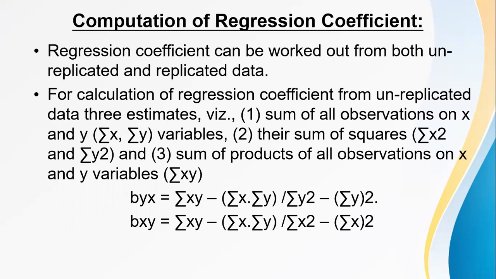Summation of xy. Byx is equal to summation of xy minus summation of x into summation of y, divided by summation of y square minus summation of y whole square. And bxy is equal to summation of xy minus summation of x into summation of y, divided by summation of x square minus summation of x whole square.